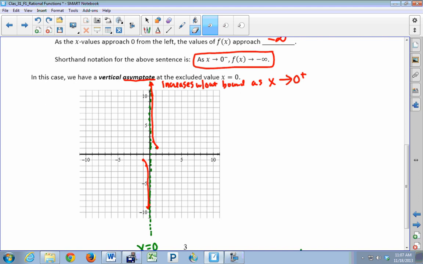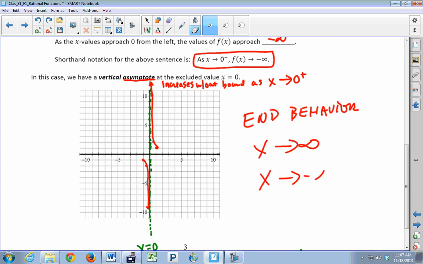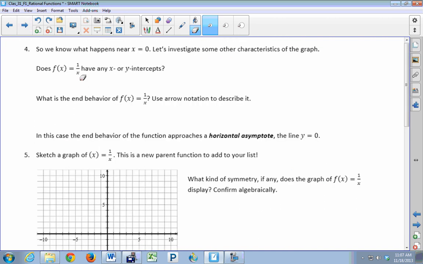So how do we finish this off? Well, you know from your transformation project what this looks like, but let's see how we talk about the rest of this. So we've talked about it getting close to this trouble spot 0. Now we want to talk about the end behavior. What happens to this function as x approaches infinity, as x gets really, really big, and as x approaches -infinity, it gets really small. Okay, so that's the next part of this.